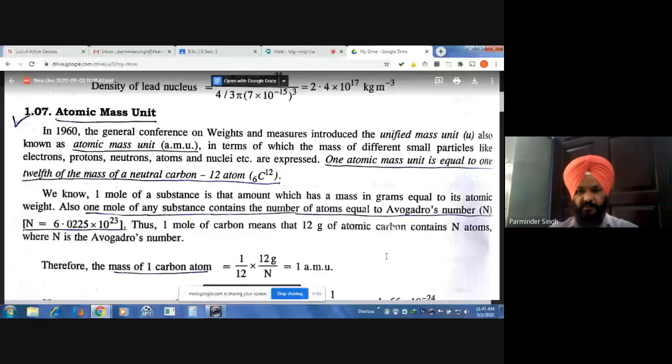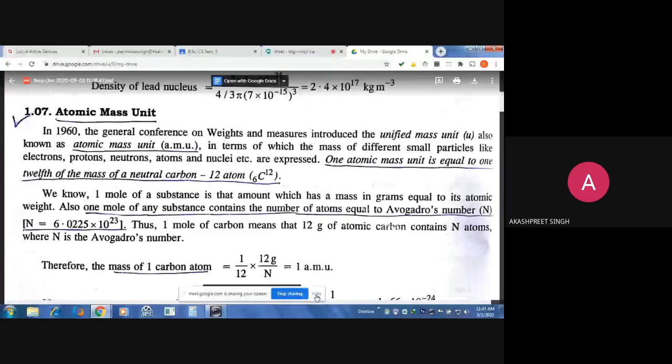So the screen is visible to the students. जी सर। हाँ जी। Yes, sir.